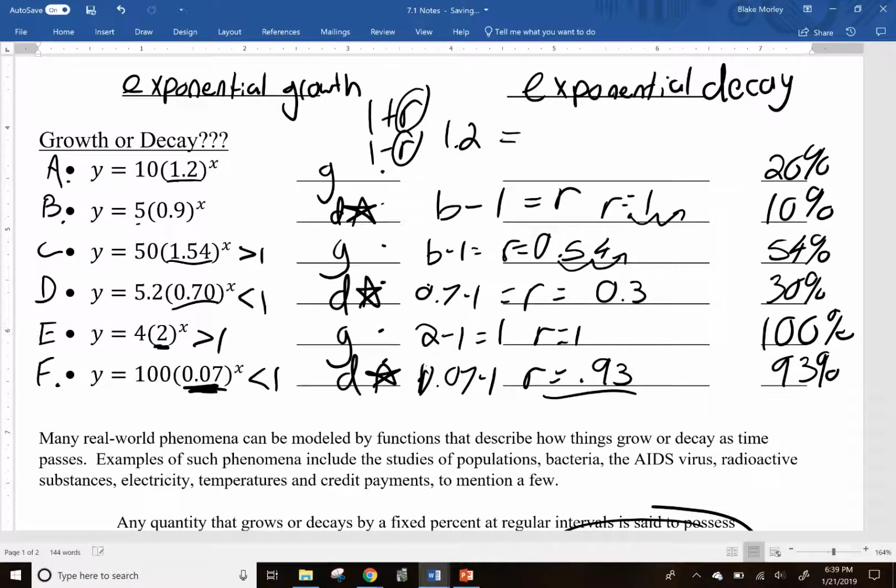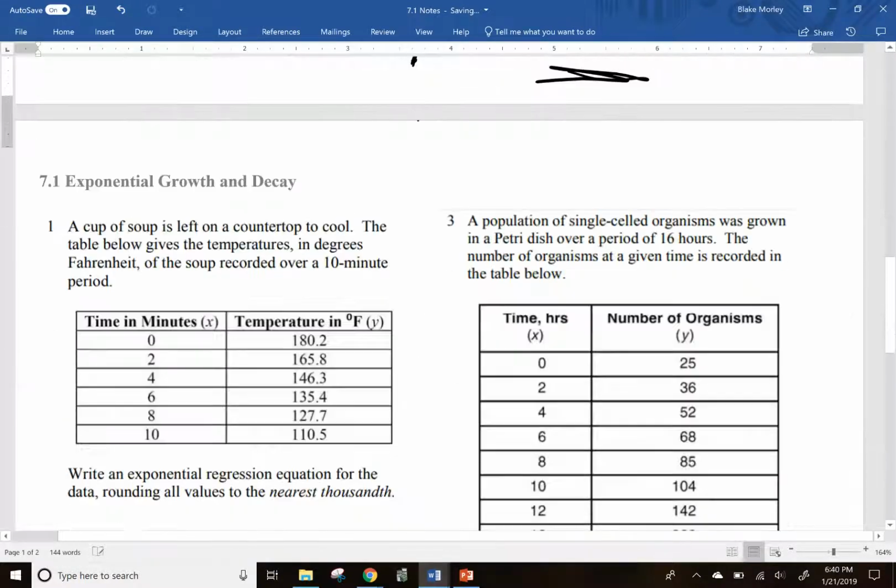So just be able to do that. Remember, B minus 1 equals R is kind of the key to that if you have struggles doing it in your head.